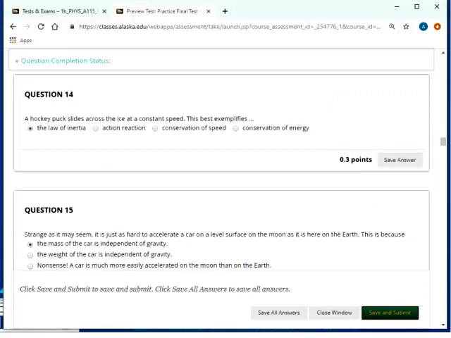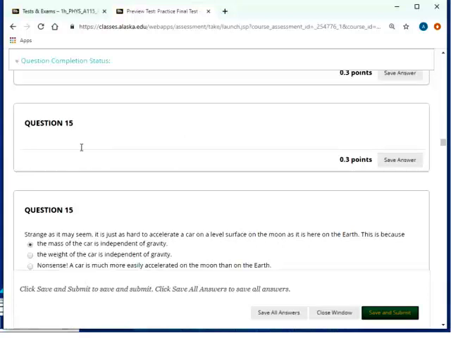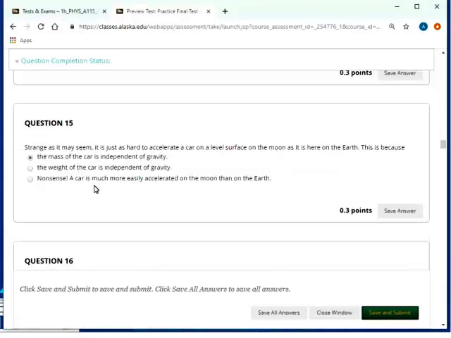A hockey puck slides across the ice at constant speed. This exemplifies the law of inertia. In fact, this here should even say constant velocity. Strange as it may seem, it is just as hard to accelerate a car on a level surface on the moon as it is here on the Earth. This is because the mass of the car is independent of gravity.